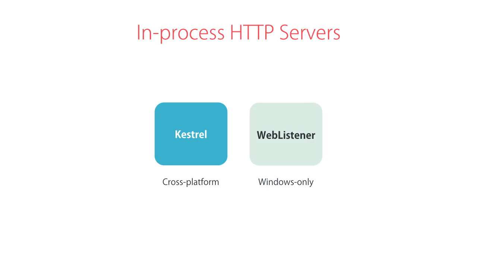ASP.NET Core comes with two in-process HTTP server implementations. One is Kestrel, which is cross-platform. It can run on Mac, Windows, and Linux. And the other is WebListener, which is only for Windows. Now, Kestrel is a new web server.